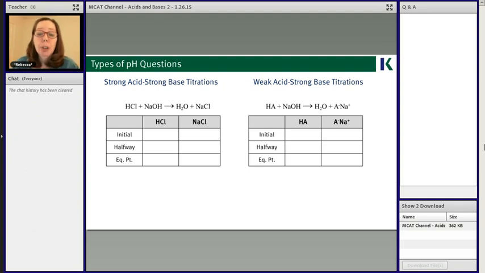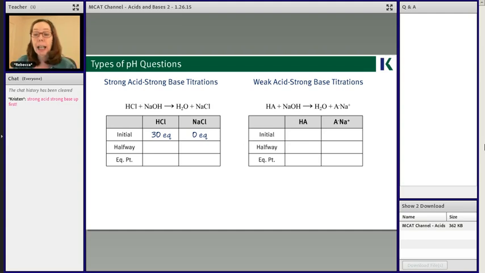All right, so let's look at our strong acid, strong base, HCl and NaOH. Let's say we start off with 30 equivalents of HCl. We are going to be making water and good old sodium chloride, our friend table salt. When we start out, we haven't added any base yet, so let's say we have 30 equivalents of HCl. We have no equivalents of sodium chloride because we haven't made any yet.